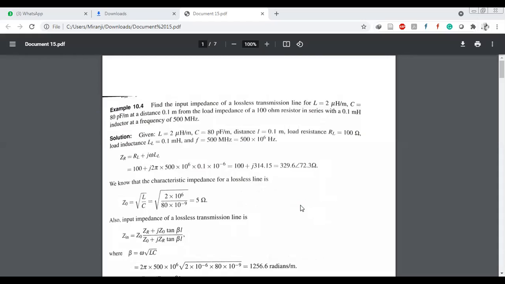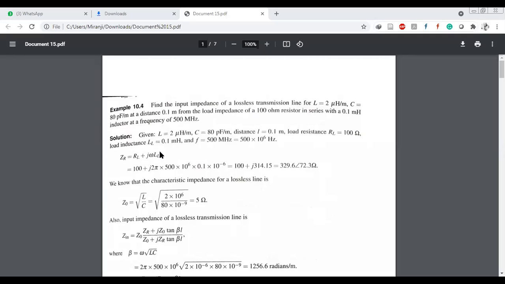Find the input impedance of the lossless transmission line which has inductance 2 microhenries, capacitance 80 picofarads. The length of the transmission line is 0.1 meter from the load impedance. And the load is a 100 ohm resistor, here a 100 ohm resistor in series with a 0.1 millihenry inductor at a frequency of 500 megahertz.